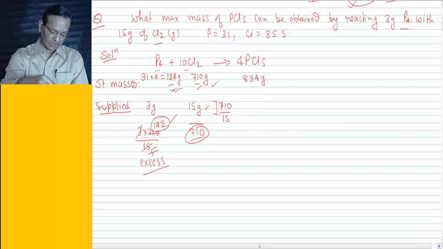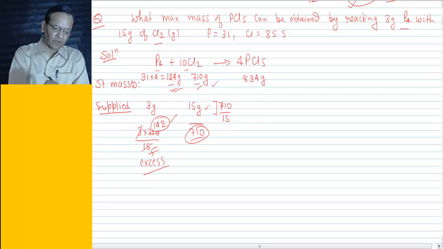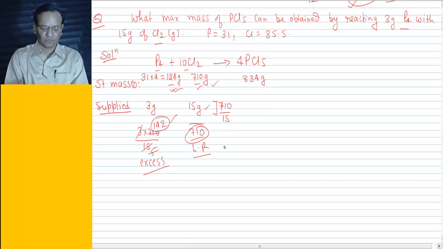Phosphorus is in excess and chlorine is the limiting reactant. For this 710, the requirement is 124, available is 142, which is more than the requirement. So chlorine is the limiting reactant. So we will be relating the mass of product from the mass of chlorine, not from the mass of phosphorus. Phosphorus is in excess.